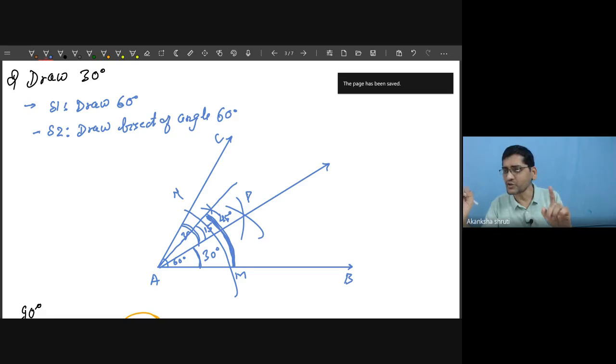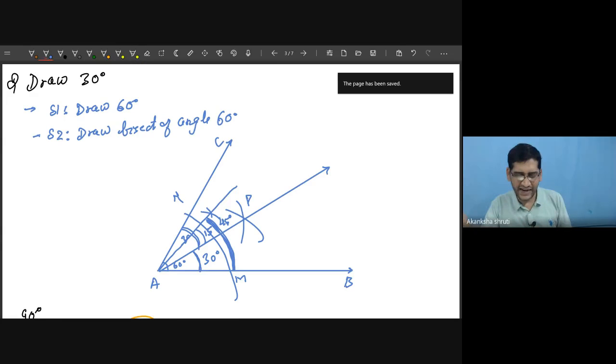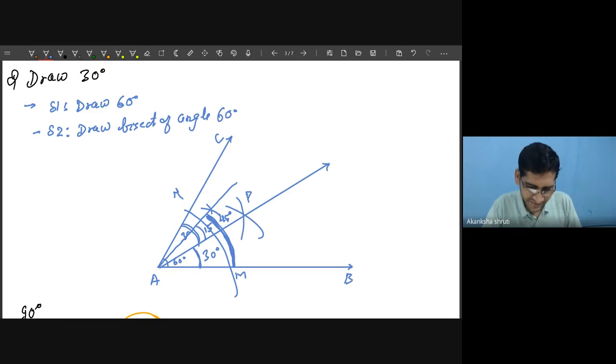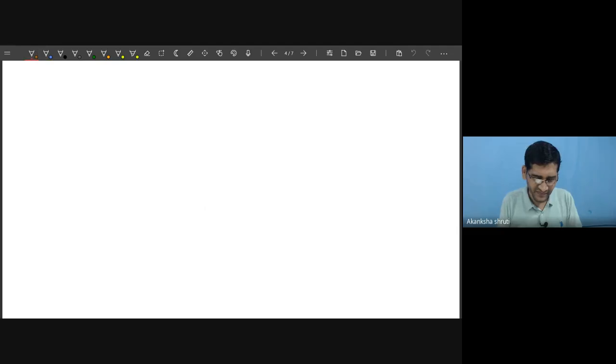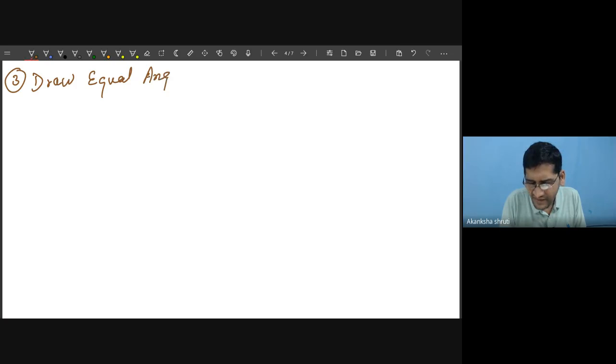Now students, we want to draw an equal angle at some other place. This is our third topic: draw an equal angle. How to draw an equal angle? This is important, students. So first, let us take one question.